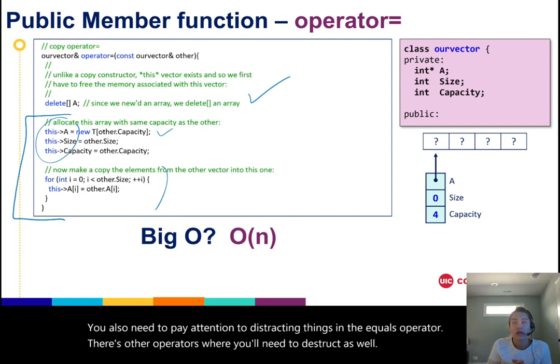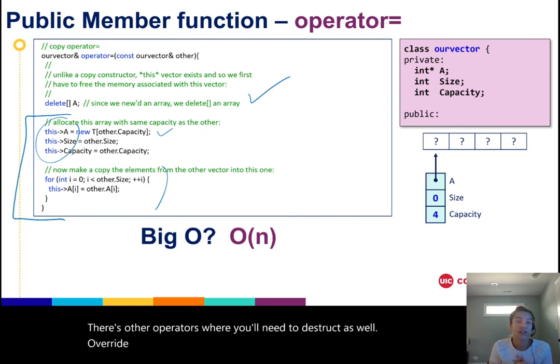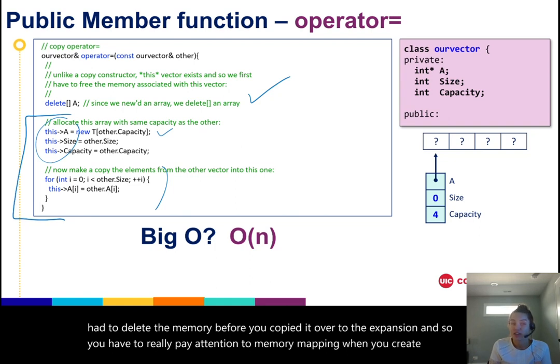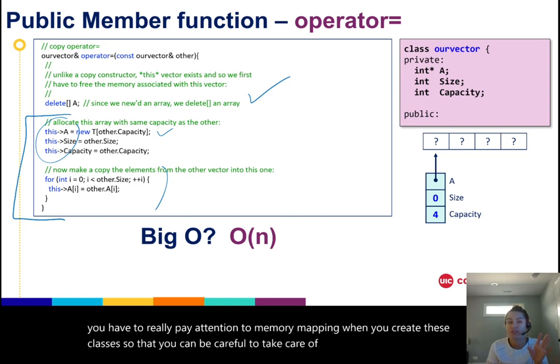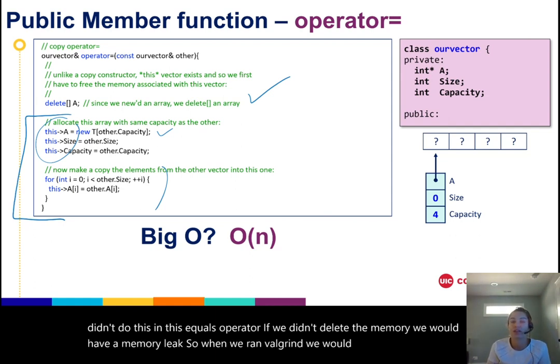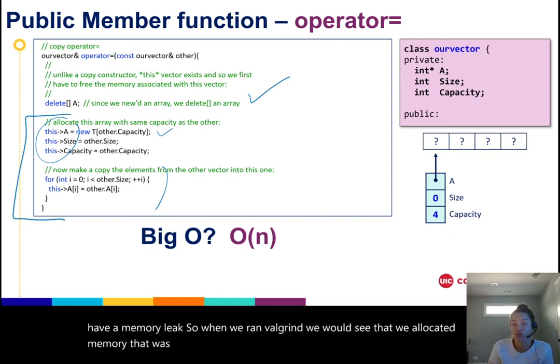Overwrite operators. And pushback was another case, right? In pushback, you had to delete the memory before you copied it over to the expansion. So you have to really pay attention to memory mapping when you create these classes so that you can be careful to take care of all of your memory. And if we didn't delete the memory in this equals operator, we would have a memory leak. When we ran valgrind, we would see that we allocated memory that was never destroyed.